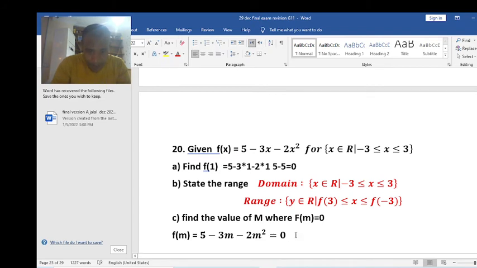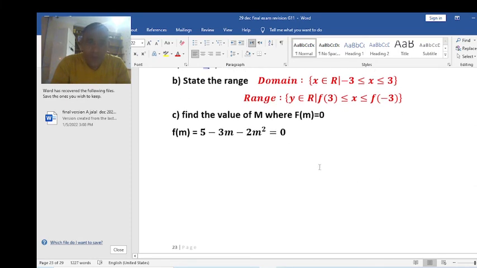Okay, that means we'll use the quadratic formula. The first root is m equal to 1. Then the second root is m equal to negative 5 over 2, which is negative 2.5. These are the two values of m.